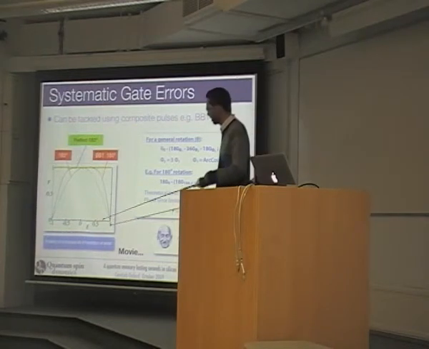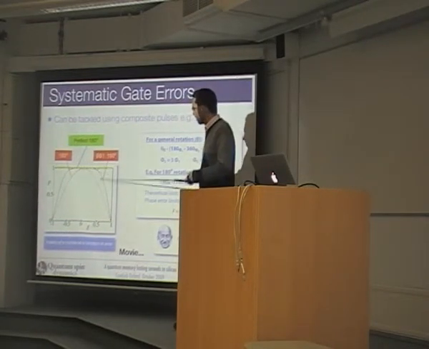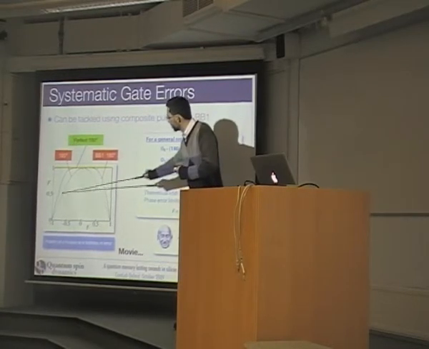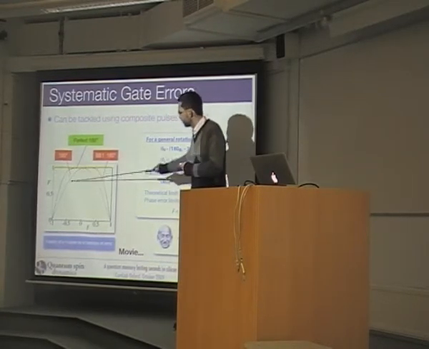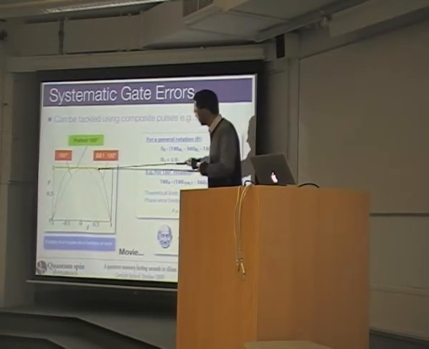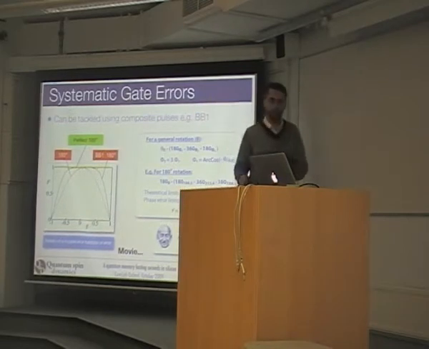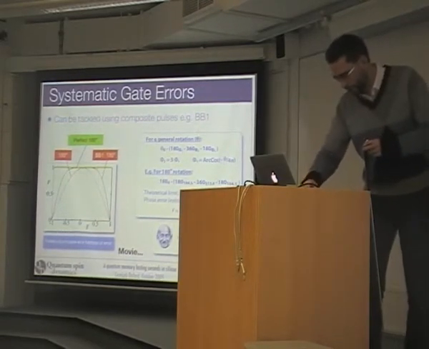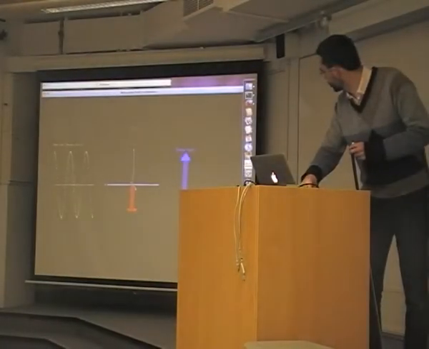So this just illustrates how, given some fixed systematic error, a simple rotation has a fidelity that falls off fairly quickly, whereas this composite rotation is much flatter, so it's much more insensitive to a fixed error. And I'll show one more movie to illustrate how this could be.